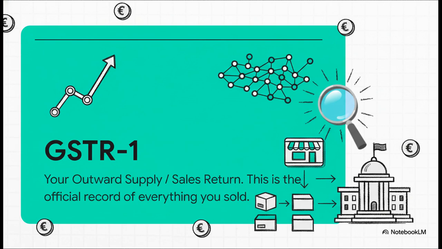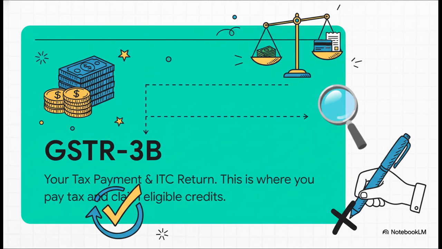All right, first up, GSTR-1. This is your sales return. Super simple. It's basically you telling the government, hey, here's a list of every single thing I sold this month. That's it. It's your declaration of sales. Then you've got GSTR-3B. This is your summary return. So if GSTR-1 is where you declare what you sold, GSTR-3B is where you settle up. This is where you calculate the final tax you owe, claim any credits you're entitled to, and actually make the payment. This is the action form where the money moves.